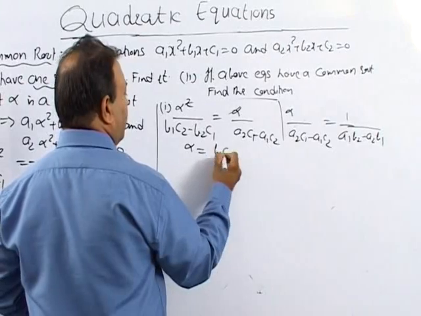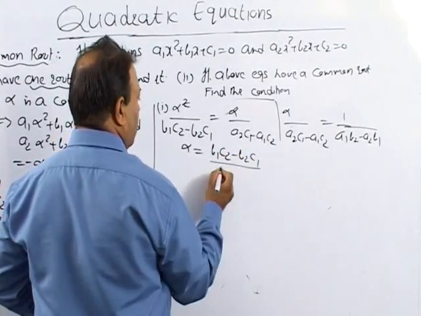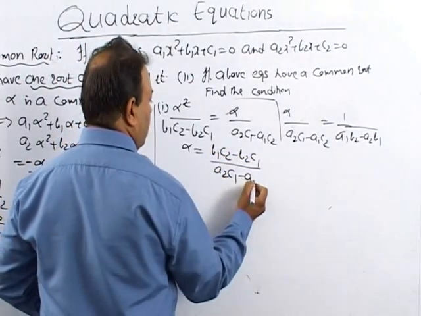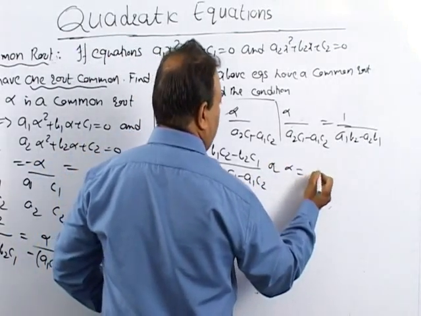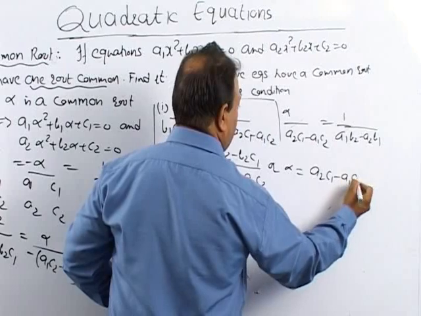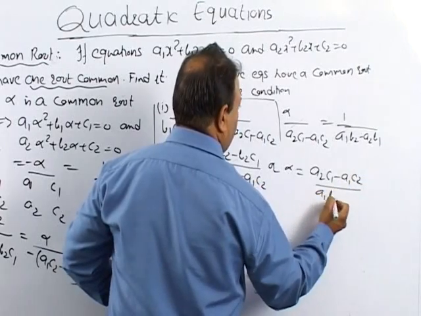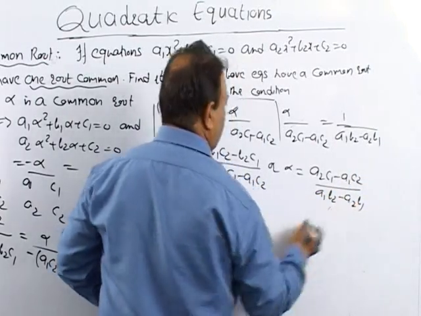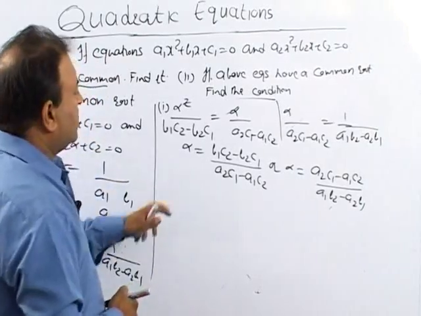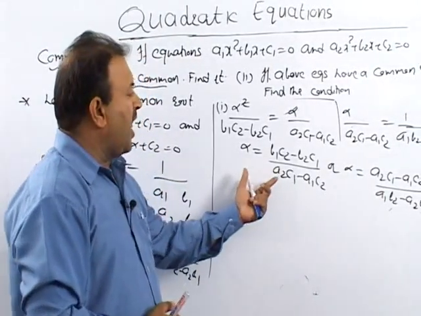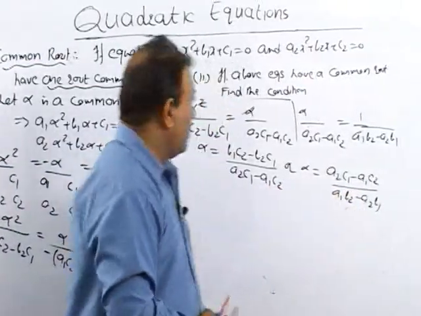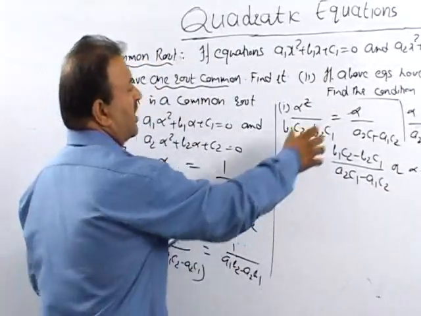Alpha is equal to b1 c2 minus b2 c1 upon a2 c1 minus a1 c2, or alpha is equal to a2 c1 minus a1 c2 upon a1 b2 minus a2 b1. This is the procedure to get a common root. The common root will be either this one or this one. Now we are doing the second part.